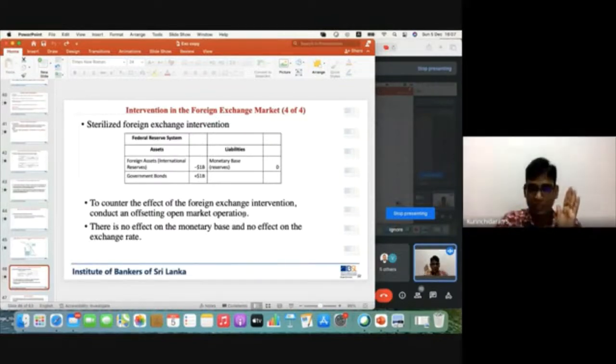So sell some dollars and square the position. But when they sell, what will happen? They will get the money back, LKR back. So that will again have a problem. So they can have open market operation and then get the money go out and then get the bond.